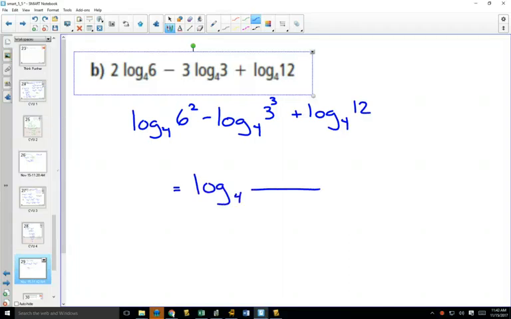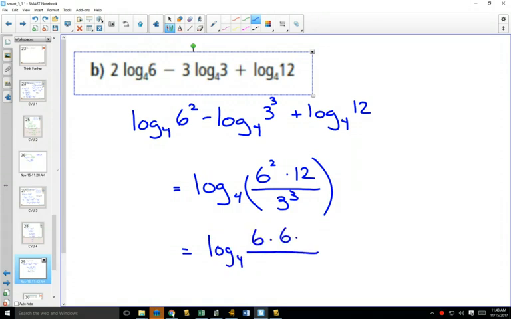Base is still 4. If I was setting this up as a fraction, the ones that are positive are the 6 squared and the 12. The one that's subtracting is 3 cubed. So instead of multiplying this out, I'm just thinking of my factors. The top means 6 times 6 times 12, and the bottom is 3 times 3 times 3. Any ideas what you might want to break the 12 up into? 3 and 4. That seems to make sense because that will cancel out one of your 3's right away.